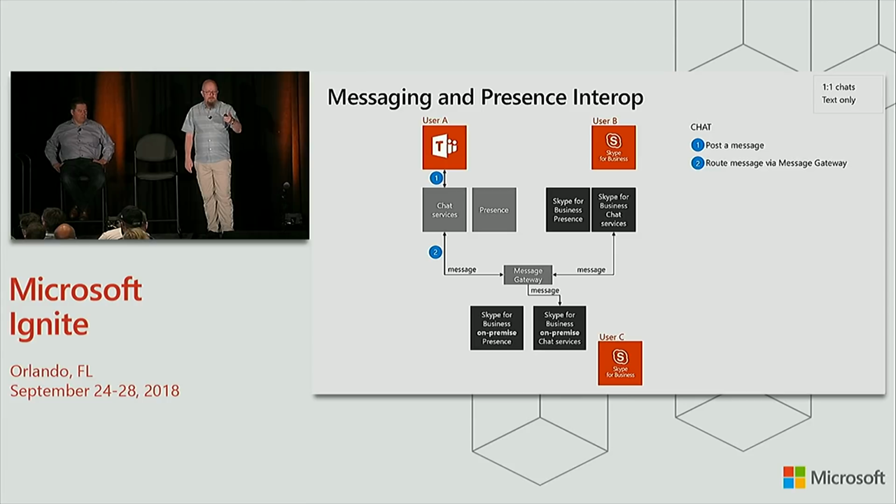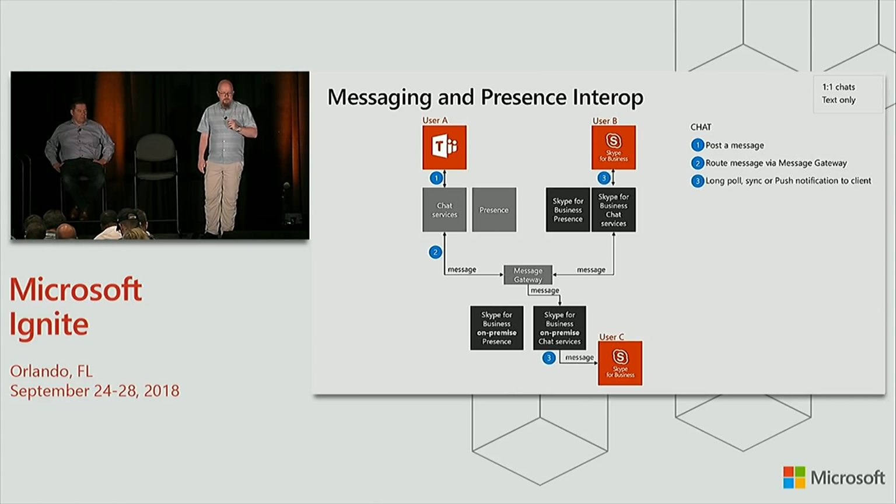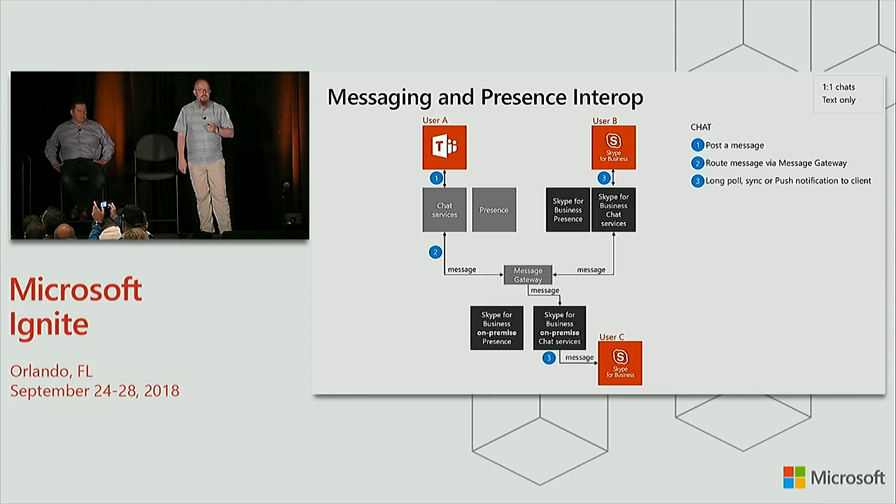So what ends up happening, right, the message gets sent into this message gateway, and from there we're going to direct it into the Skype for Business specific endpoint. And from there, the message will go to your recipients that are still using Skype for Business.